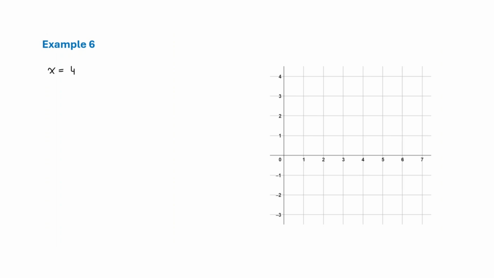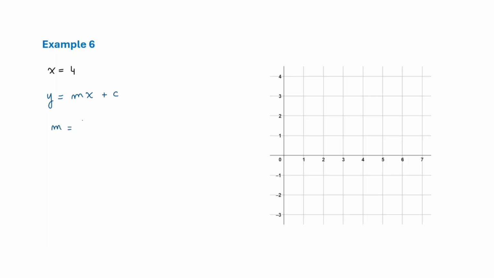Plot the graph of x is equal to 4. In the previous example, we had an equation with only y. Here we have an equation with only x. So this is the other special case. To understand what happens, let's think about the general equation of a straight line, y is equal to mx plus c. We said that m, the gradient, is defined as rise over run.